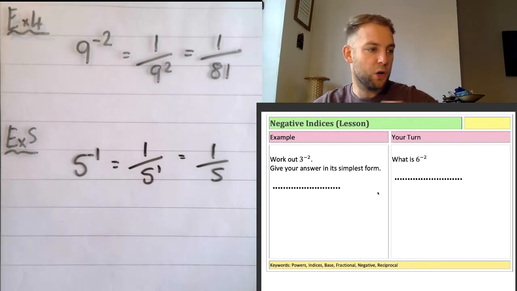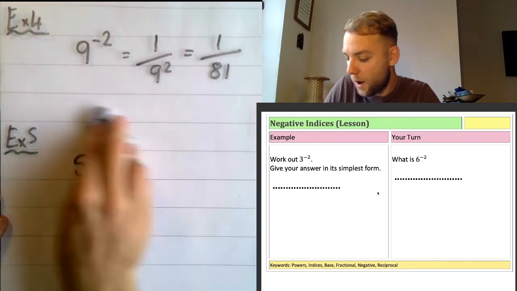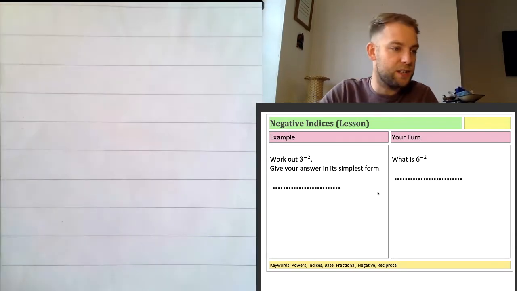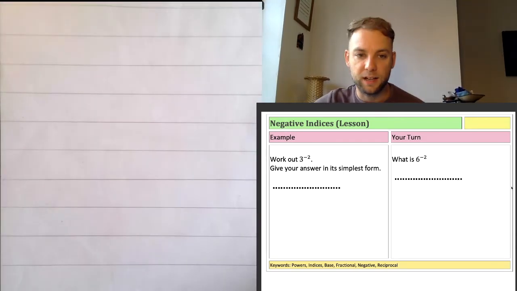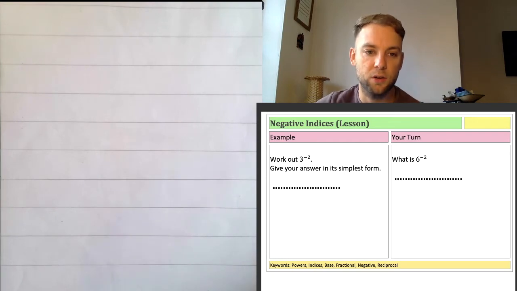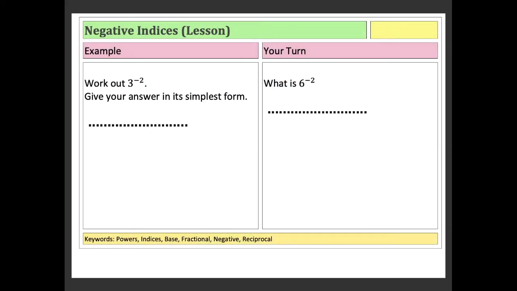So I've got a couple more for you to have a go at. I'll make them big. Maybe pause now and have a go at these 2 yourself again. I've just put these on here because I wanted to make sure that you actually understood this. So pause now and have a little go at these 2.